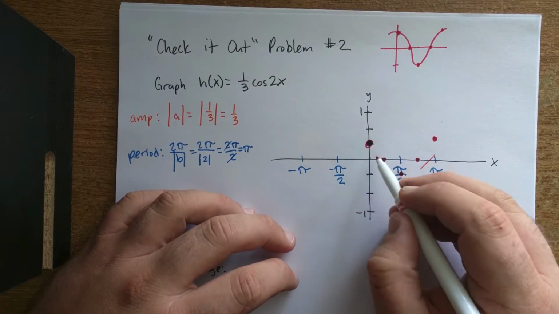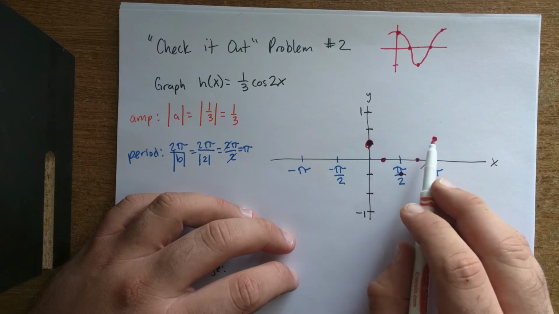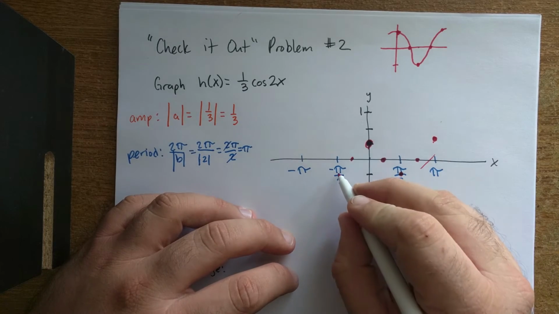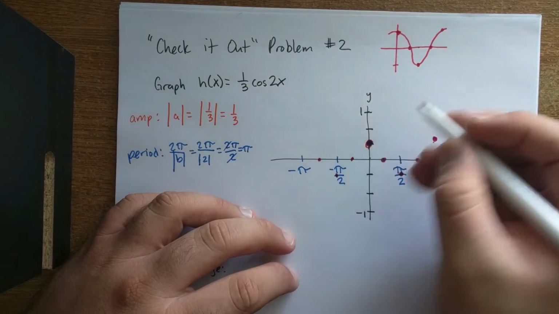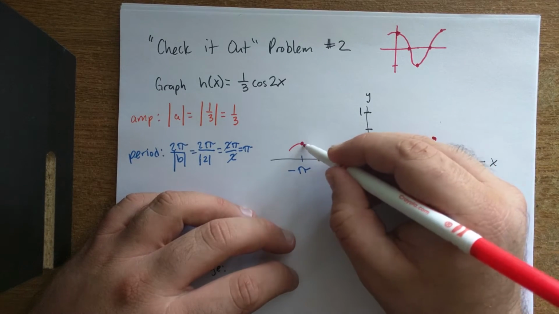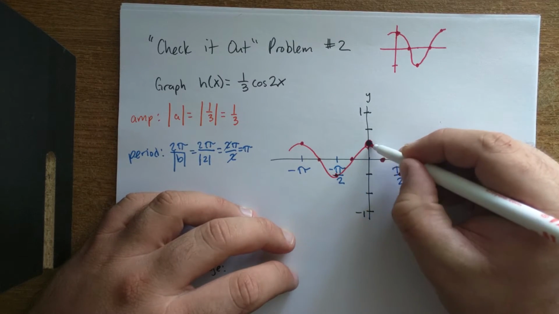Now we're going to repeat that process over here. This point represents something like this point. Remember, it's an oscillating pattern, so we're going to keep going in this oscillating pattern here. And so we have a graph that looks something like this.